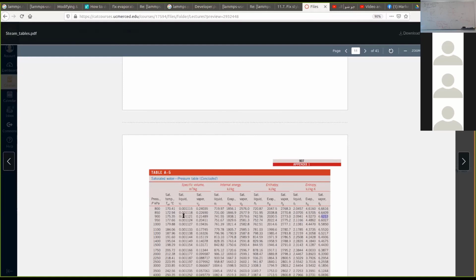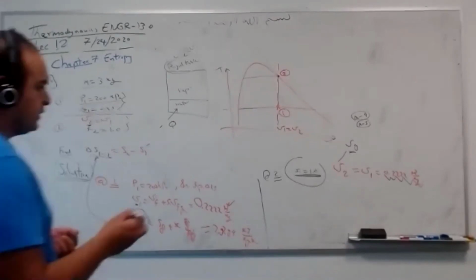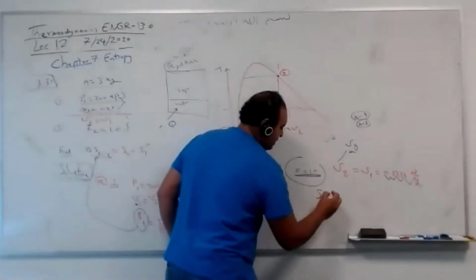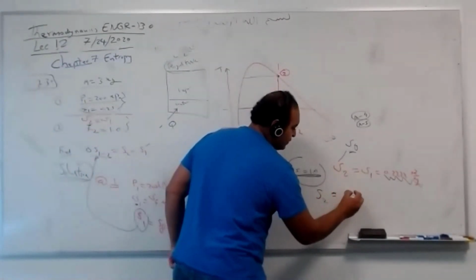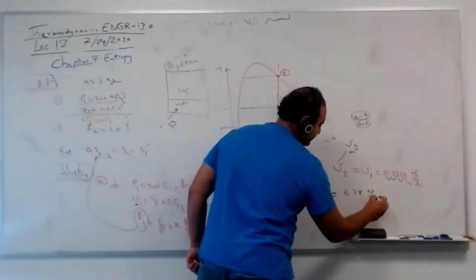So interpolate between this volume and this volume and 0.22222, which is what I have at state 2, and this S and this S and what you want. Okay, guys, make sense? So you can get S2, which is somewhere around 6.28 kilojoule per kilogram Kelvin.